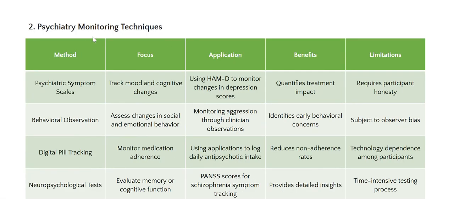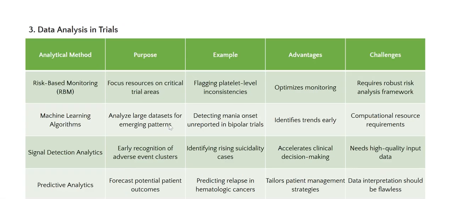Another table on psychiatry monitoring techniques: we have method, focus, application, benefits, limitations. As methods, we have psychiatric symptom scales, behavioral observation, digital pill tracking, neuropsychological tests, and patient safety alerts. Another table on data analysis in trials: analytical method, purpose, example, advantages, and then challenges. Analytical methods: we have risk-based monitoring, RBM, machine learning algorithms, signal detection analytics, predictive analytics, and centralized review systems.